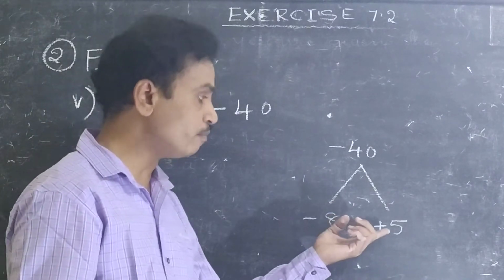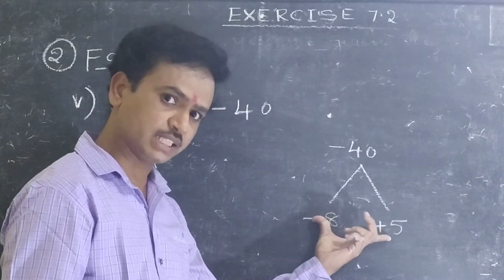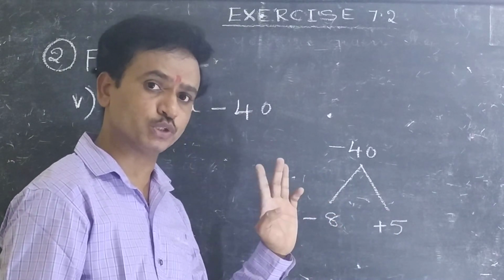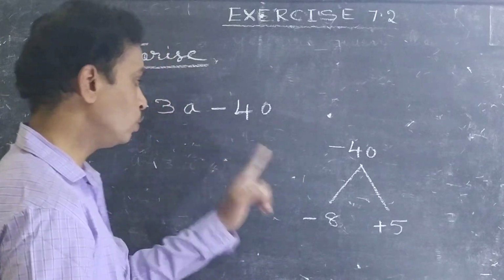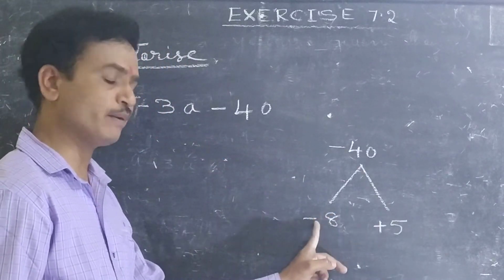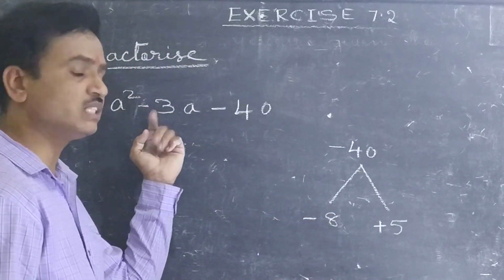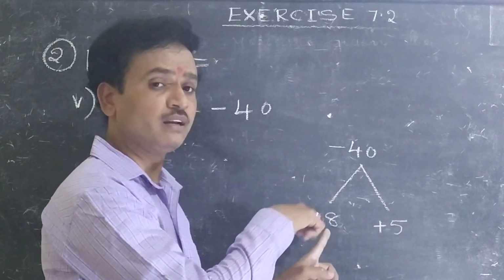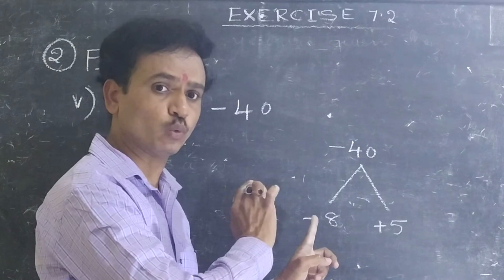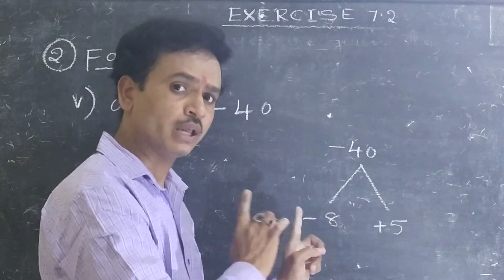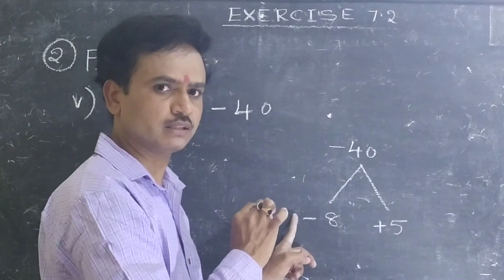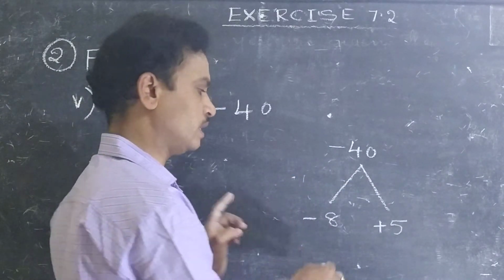Suppose you take minus 5 plus 8, it becomes 8 minus 5, which is 3. The biggest number's sign is positive. So don't take plus 5 and minus 8 here. We want minus 3, so the biggest number's sign should be negative. Minus into plus is minus.